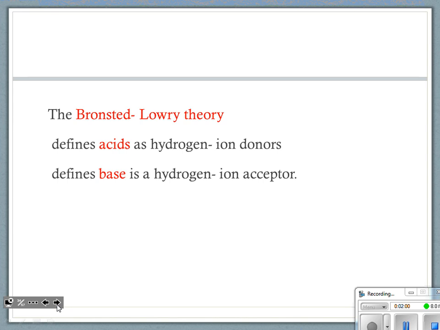Bronsted and Lowry said that an acid is a hydrogen ion donor. And they said that a base is a hydrogen ion acceptor. So an acid donates hydrogen ions, a base accepts hydrogen ions.